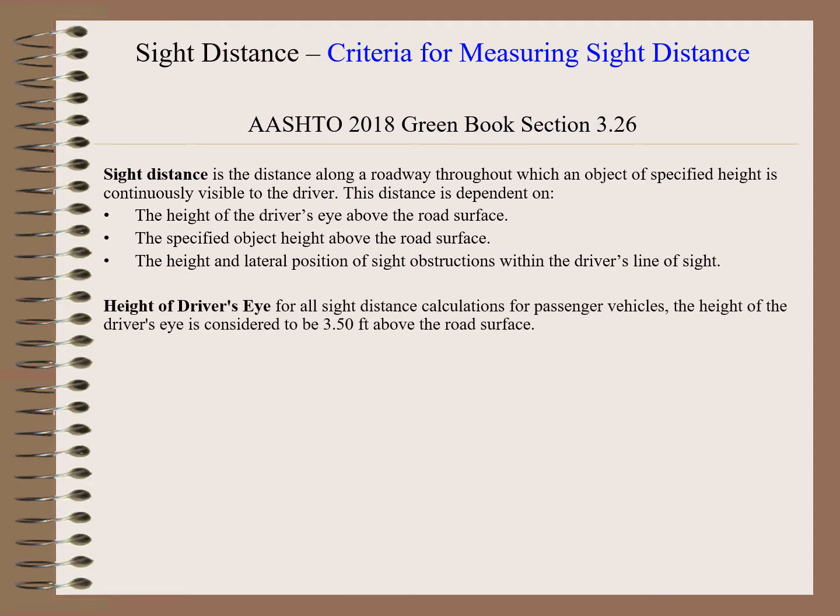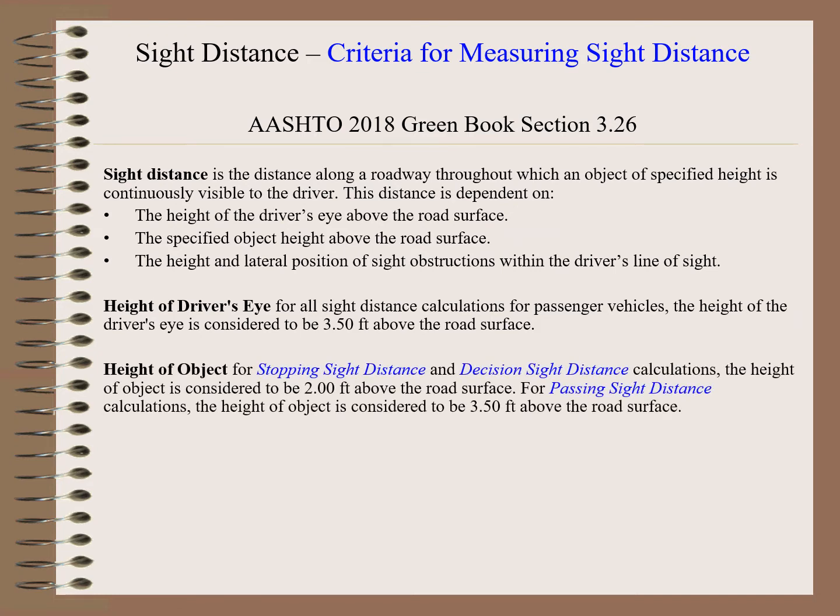Height of the driver's eye: for all sight distance calculations for passenger vehicles, the height of the driver's eye is considered to be 3.5 feet above the road surface. Height of the object: for stopping sight distance and decision sight distance calculations, the height of the object is considered to be 2 feet above the road surface. For passing sight distance calculations, the height of the object is considered to be 3.5 feet above the road surface.